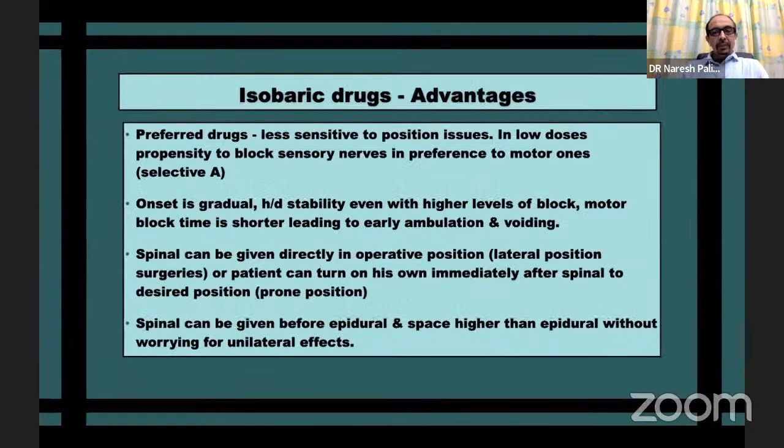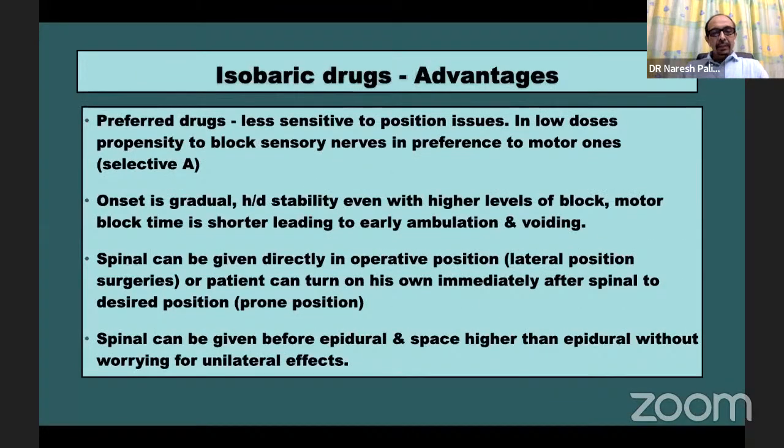Some advantages of isobaric drugs were already covered by Dr. Rajesh. These are the preferred drugs as they are less sensitive to position issues. They have a selective block, onset is gradual, hemodynamic stability even with higher levels of block. Motor block time is shorter, leading to early ambulation.